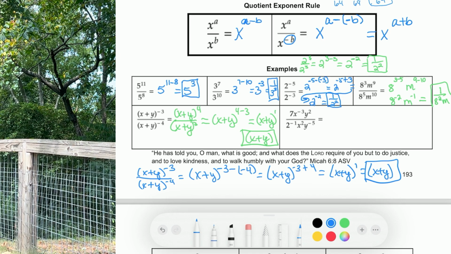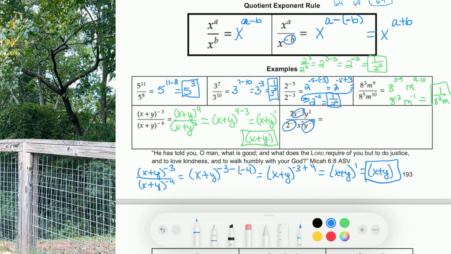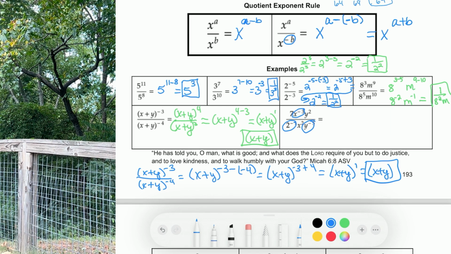Last example for this particular area, we have 7x to the -3 y squared over 2 to the -1 x squared y to the -5th. All right, we've got a couple of things going on. I have this negative power, I have this negative power, and I have this negative power. So what I'm going to do is I'm going to go ahead and just switch them to their proper location so that we know where they are. I think, let's see, is that what I want to do first?